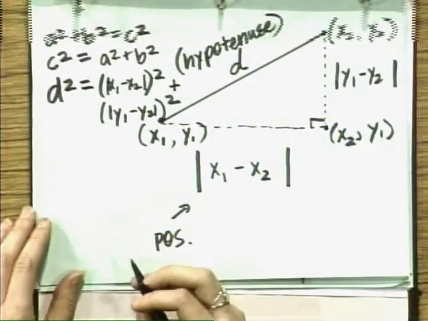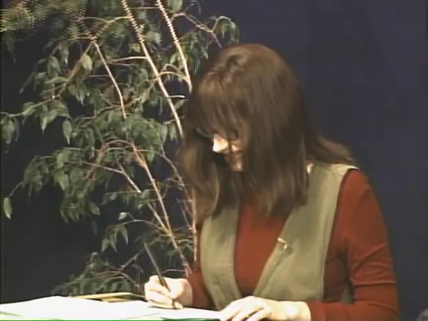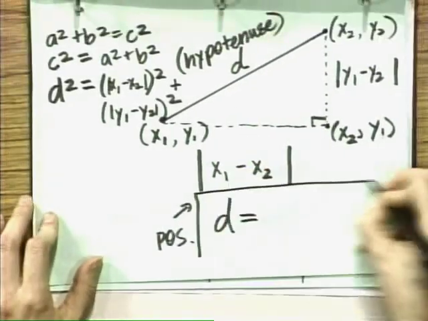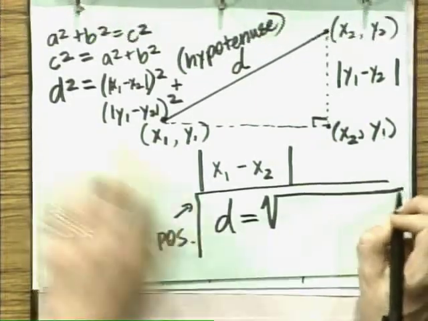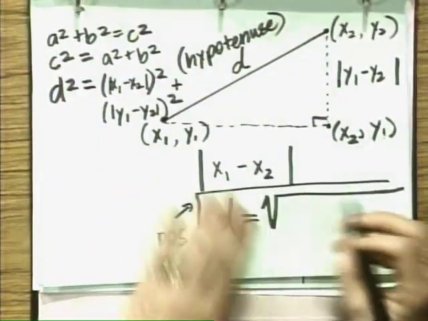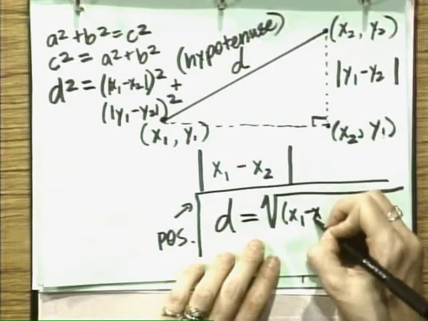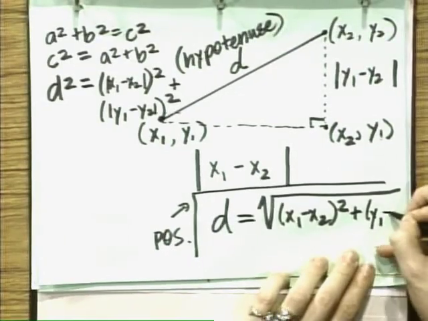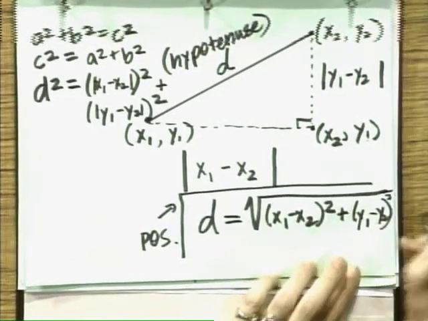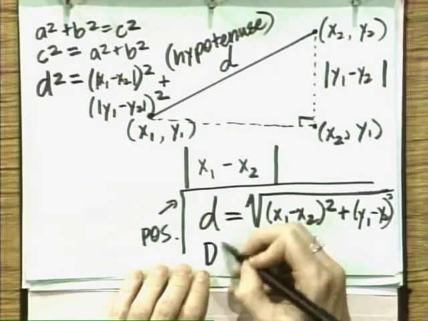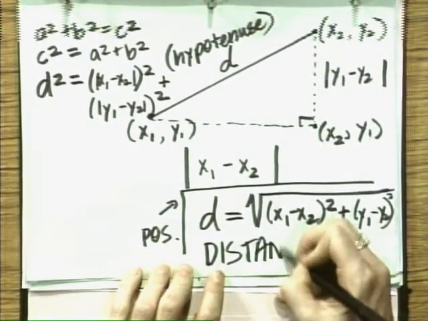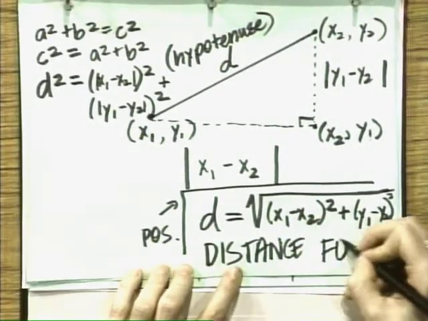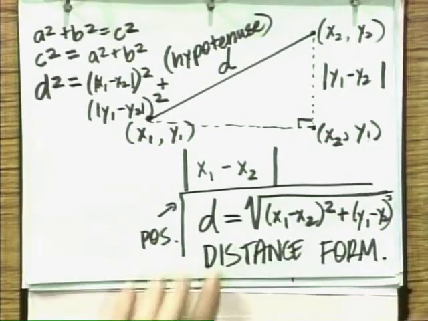We're going to now write our final formula. D equals the square root of the whole side over here: x1 minus x2 squared plus y1 minus y2 squared. That is what D equals. And the best way to think of this is just changing the x's, square it, changing the y's, square it, add them together, take the square root. All right, find me some distances.